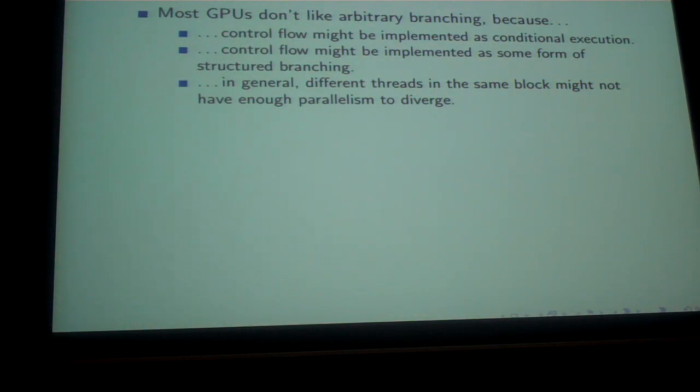Then another problem was control flow, because most GPUs have problems dealing with arbitrary control flow, if they do it at all, because in some cases it might be implemented as conditional execution. For example, as you have seen in NVIDIA hardware, we always have a group of threads that don't have full parallelism, so the GPU has to know where the divergence and convergence points are for the thread divergence to be dealt with correctly.